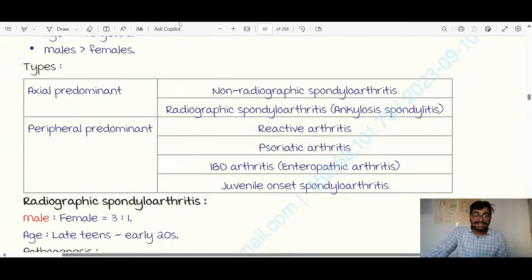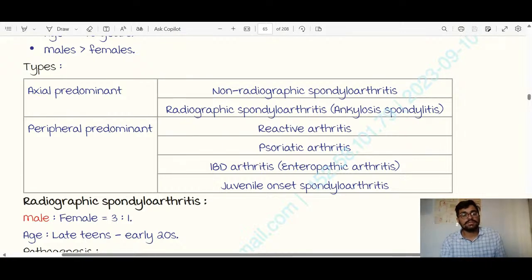Types. What are the types now, guys? Axial predominant type, peripheral predominant type. What is axial? Non-radiographic spondyloarthritis, radiographic spondyloarthritis, ankylosing spondylitis. Peripheral predominant: reactive arthritis, psoriatic arthritis, IBD arthritis, enteropathic arthritis, juvenile onset spondyloarthritis. These all are the peripheral predominant arthritis.